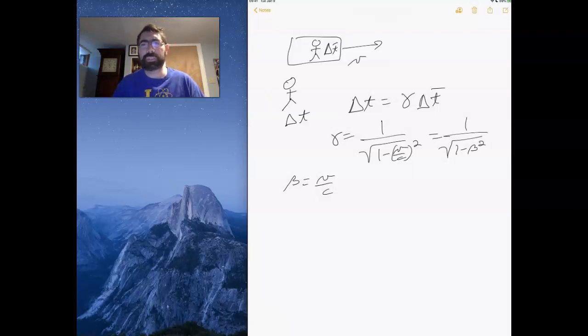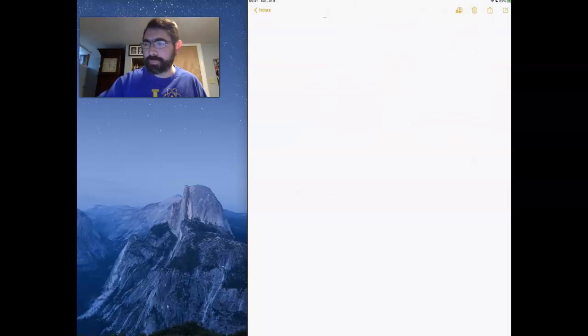So there's this relationship between the time measured by someone who calls themselves at rest, and the time of the person outside, where they're moving with a relative velocity. Okay, so let's take a look at an example.